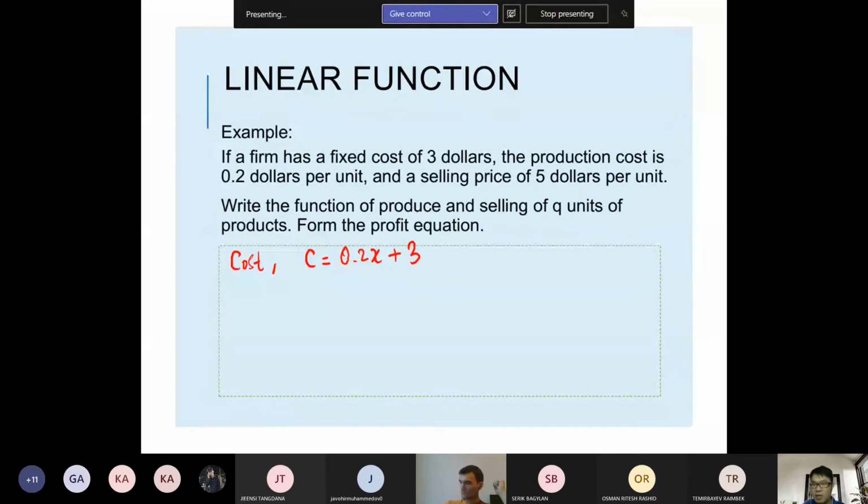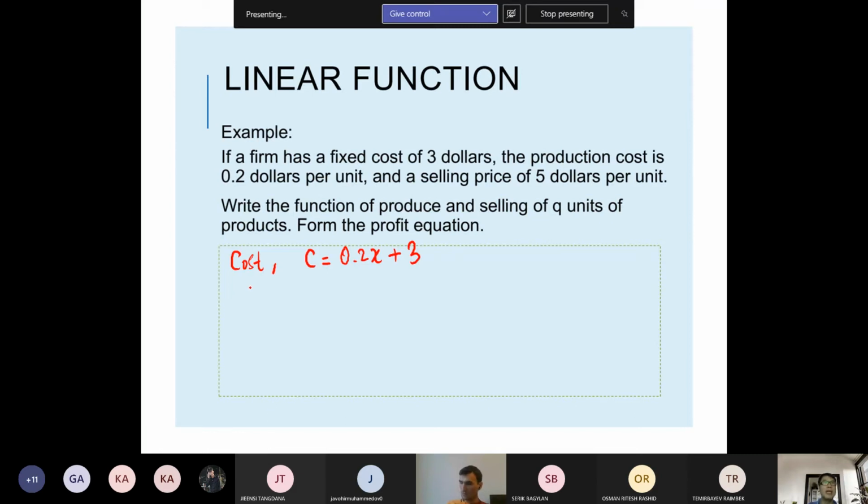I also see some of you writing the answer in the chat box. You can do that as well. So this is the cost function. For 1 unit of product, the cost is 0.2, and we multiply by the quantity, which gives the total production cost, plus $3 as the fixed cost.